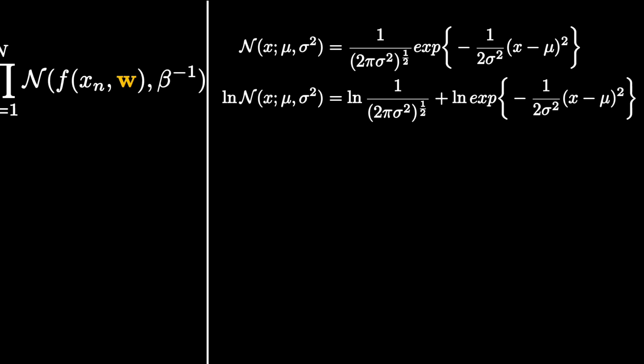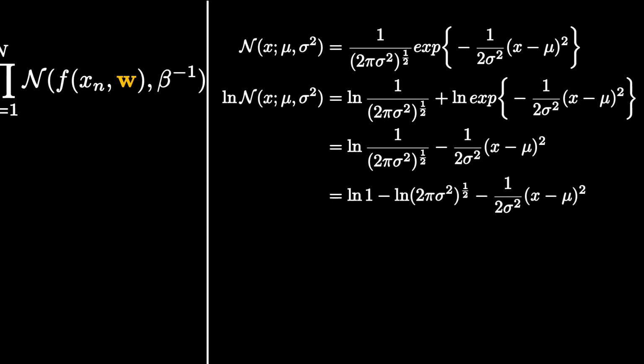Now I take the log of it, and this converts multiplication into addition. Log and exponential terms cancel each other in the second term. And now I further split the first term, and this is the final simplification. The log of 1 is 0, and this is the reason we get this formulation.